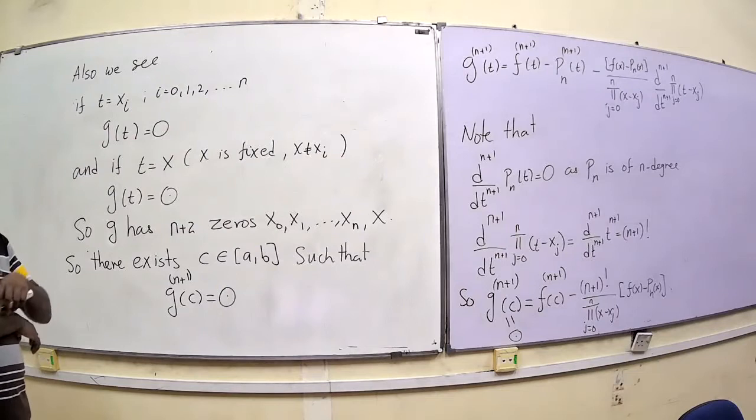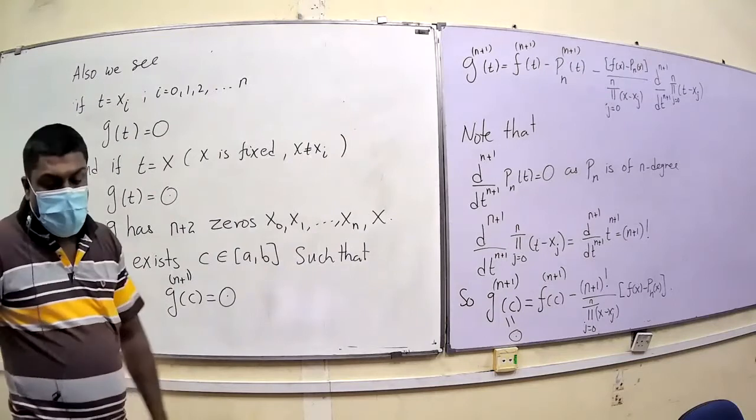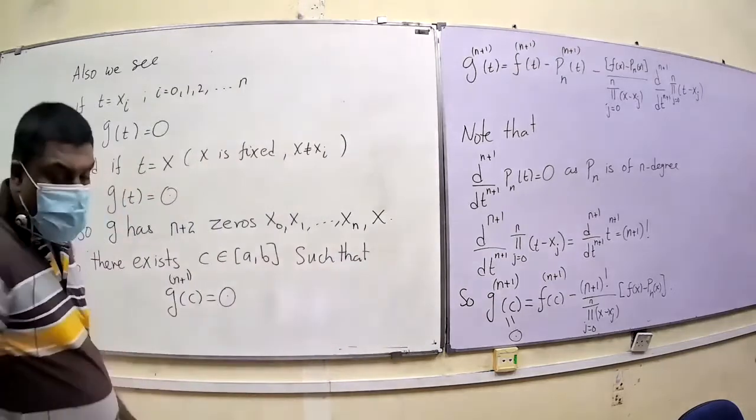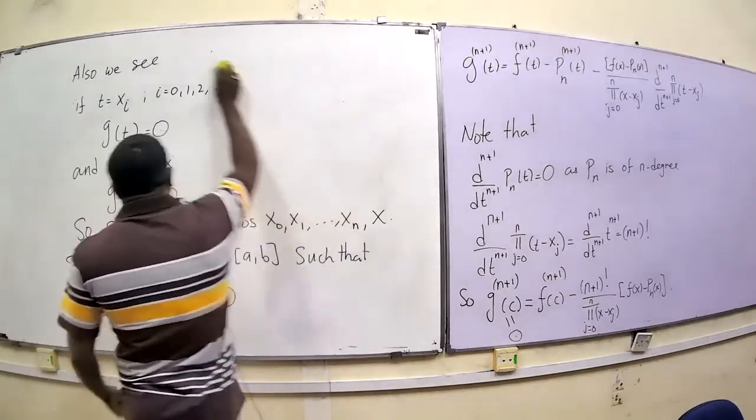So this is the error formula for the calculation, right? So f(x) minus P(x) is this. So from this you can get an error bound, right?